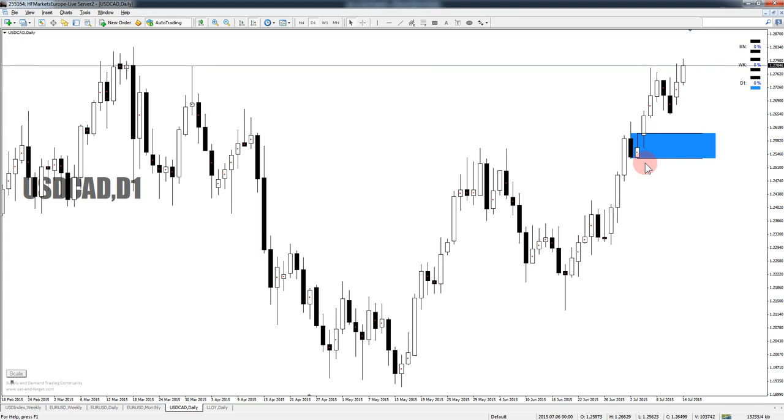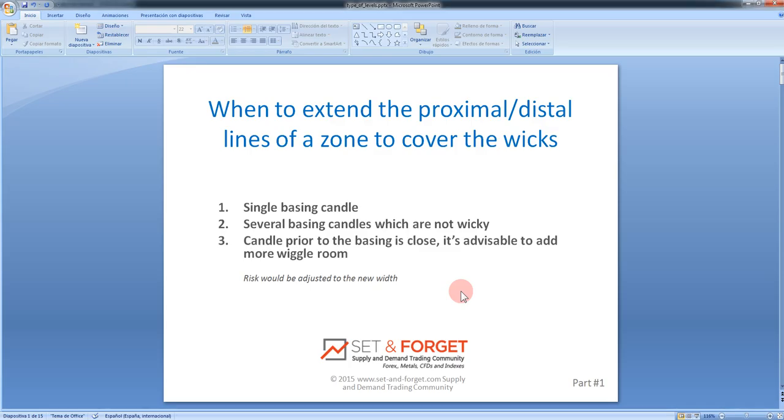You just adjust the risk, and also because Forex is unregulated and every broker has a different price feed. So here, this is how it looks on the HotForex MetaTrader platform, but on FXCM or IC Markets or FX Pro, it could look different. So it is good to add some more padding to both sides of the distal and proximal lines because of that. Okay.